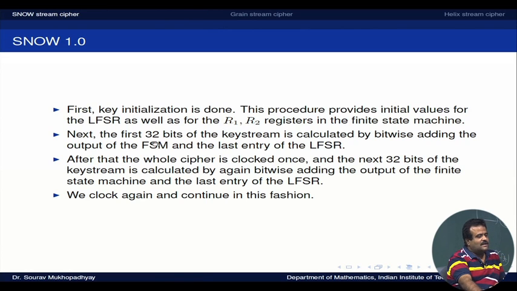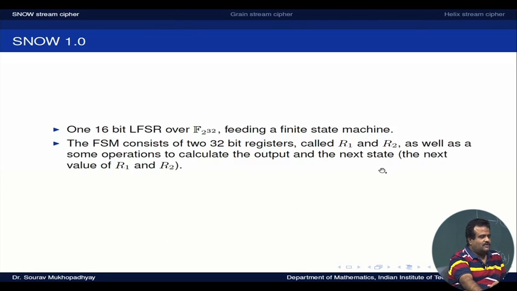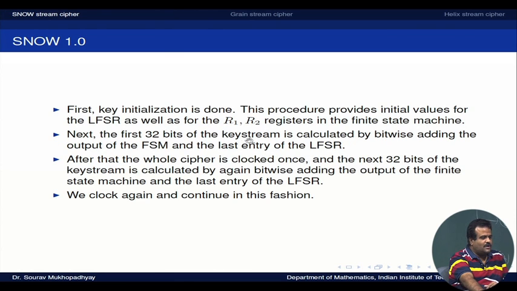Next, the first 32 bits of the key stream are calculated by bitwise adding the output of this finite state machine and the last entry of the LFSR, that means this one. So this is the last entry, and this is the output of the finite state machine. This output will be XORed, and we output this 32-bit key stream.